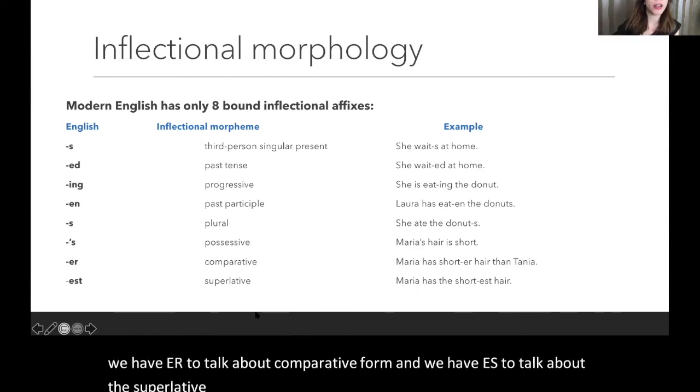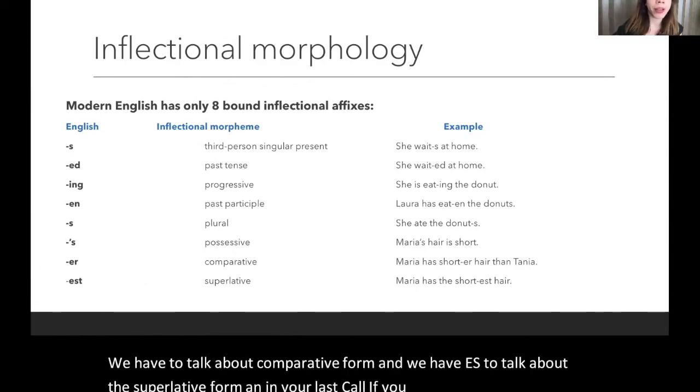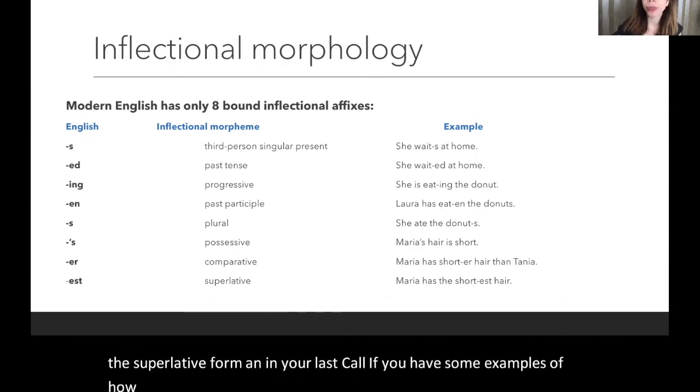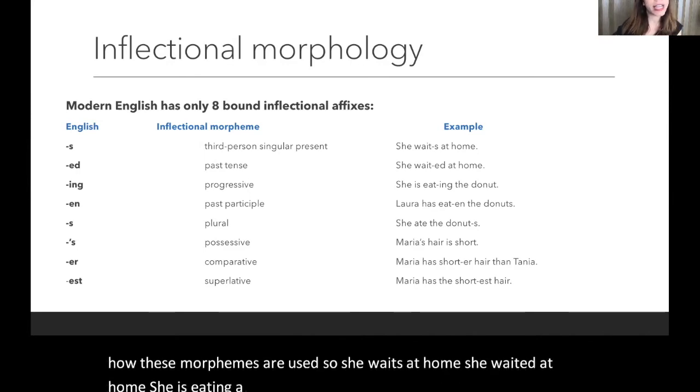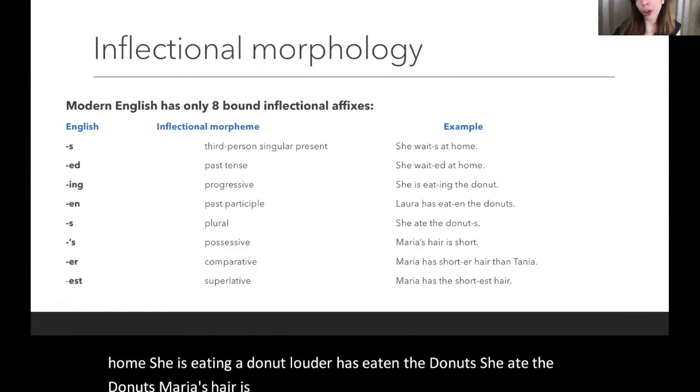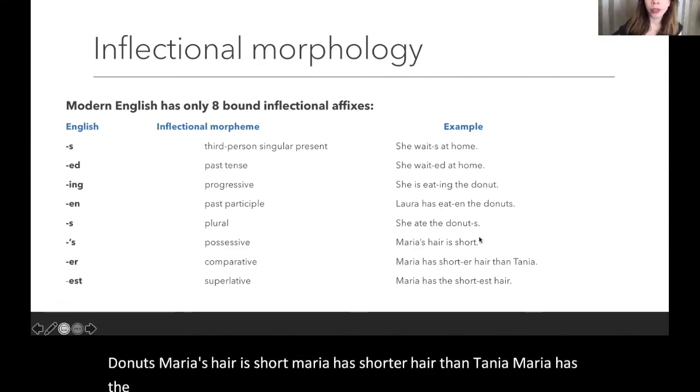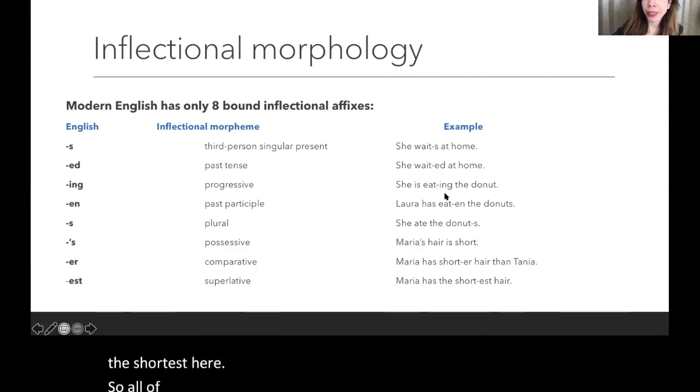And in your last column, you have some examples of how these morphemes are used. So she waits at home. She waited at home. She is eating a donut. Laura has eaten the donuts. She ate the donuts. Maria's hair is short. Maria has shorter hair than Tania. Maria has the shortest hair. So all of these different morphemes fulfill grammatical functions that are in your second column.